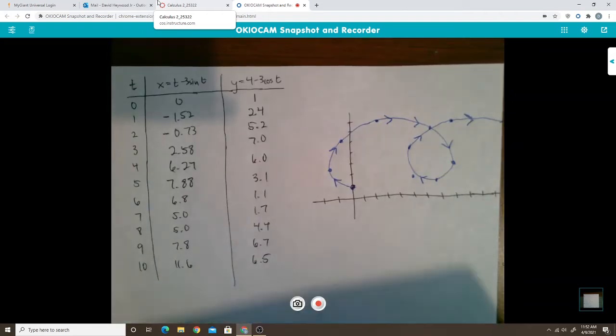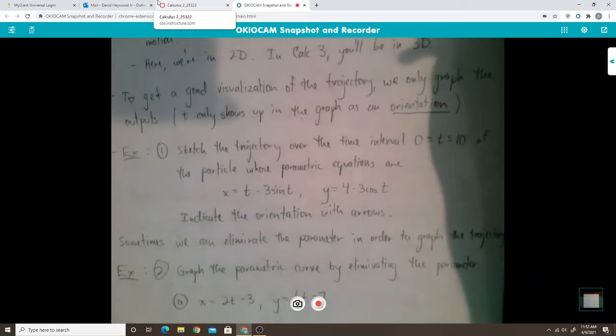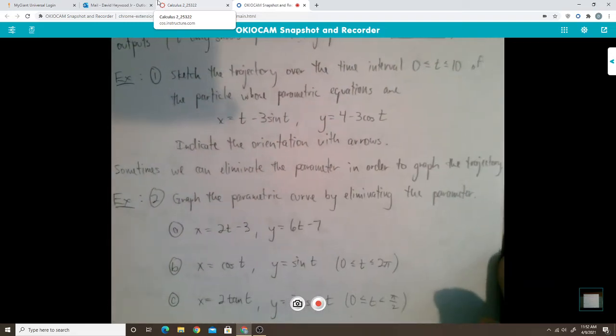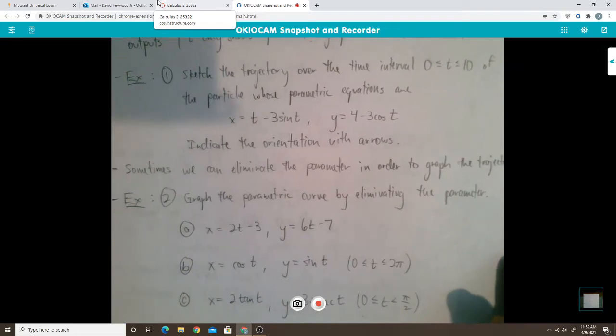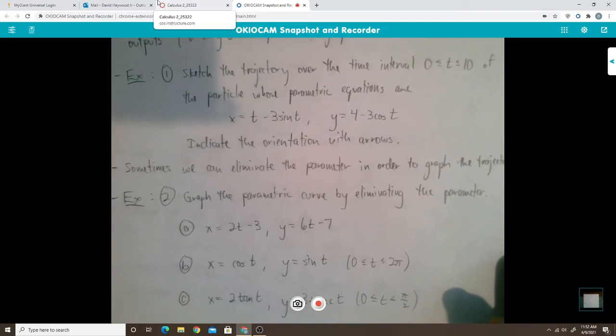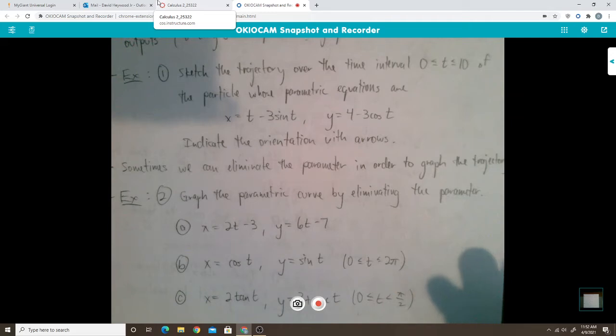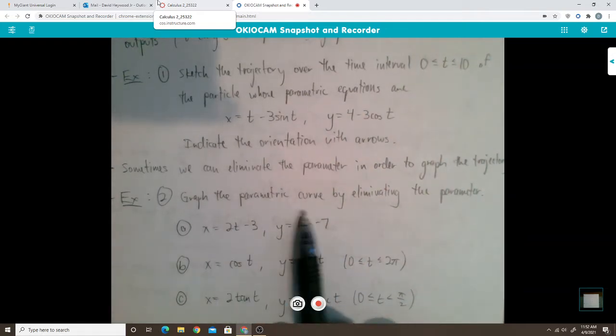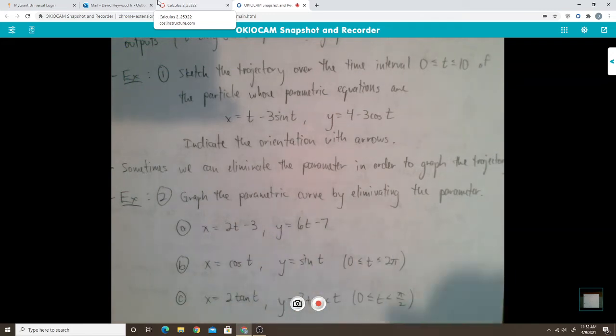Now, obviously, this is kind of a tedious process. So if you can graph the trajectory by eliminating the parameter, then that's probably a slightly better thing to do, right? A slightly easier way to graph. And sometimes we can, right? Oftentimes we can. So let's practice graphing some parametric curves by eliminating the parameter.